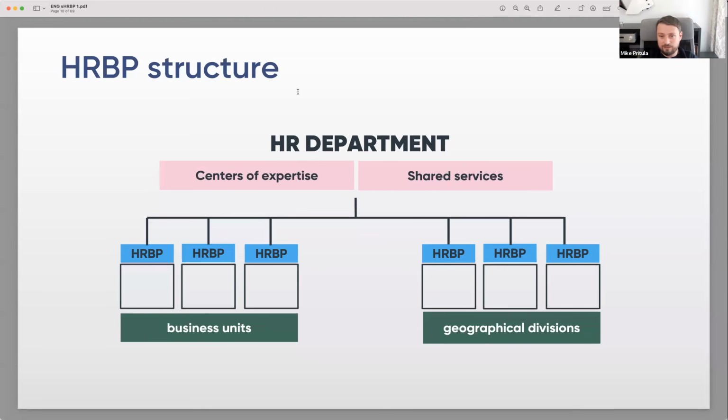HR business partners could be divided by business units or geographical divisions, or the same. At the same time, could be both. Like at Wargaming, we had business partners for every big business unit. Like myself, I was human resources business partner for global publishing department, 300 employees. But there were also HR business partners for geographical divisions.